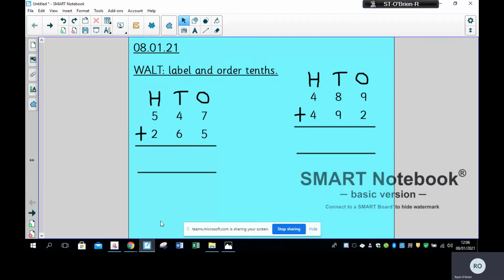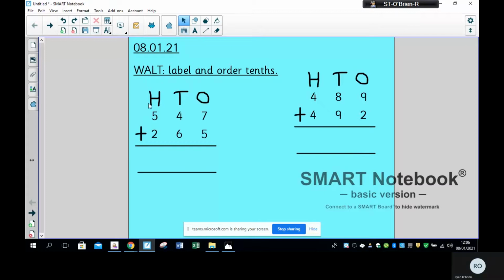This is what we're doing today. We are learning to label and order tenths. We're going to be looking at tenths, and this is our first lesson on fractions. But just for the start, I've got two questions here. I'm going to do the first one, and then I'm going to pause the video and you can have a go at the second one and we'll see if you get it right.